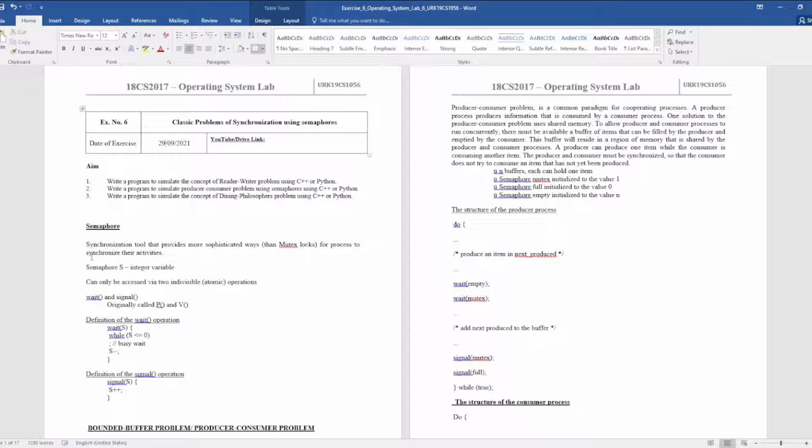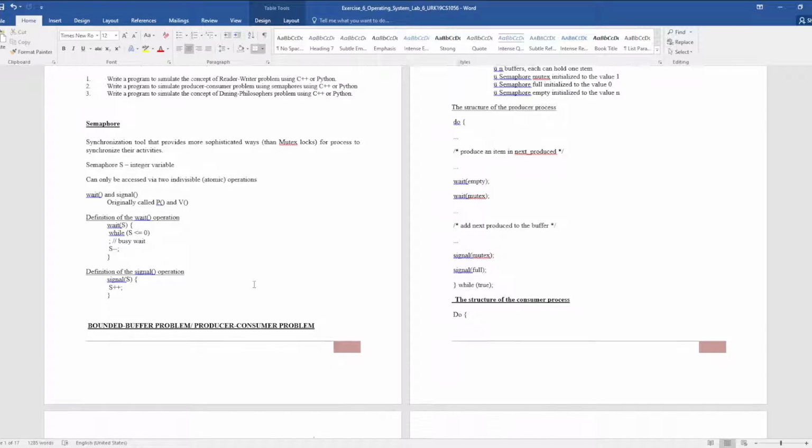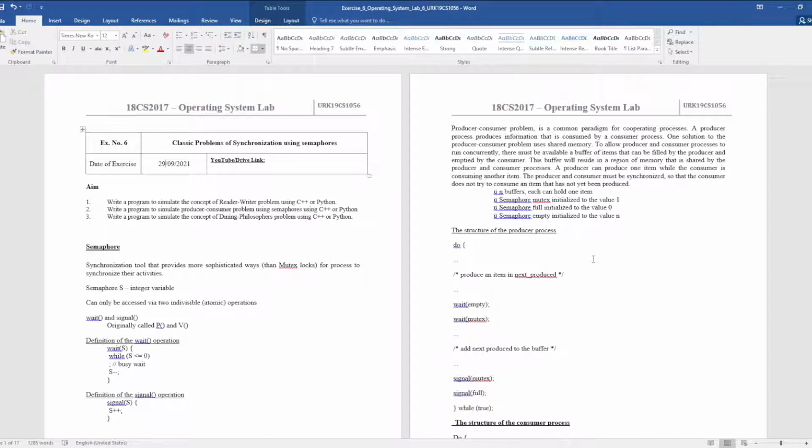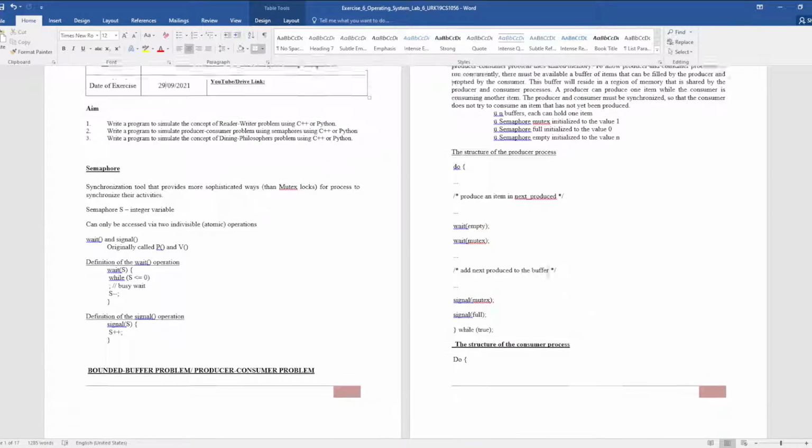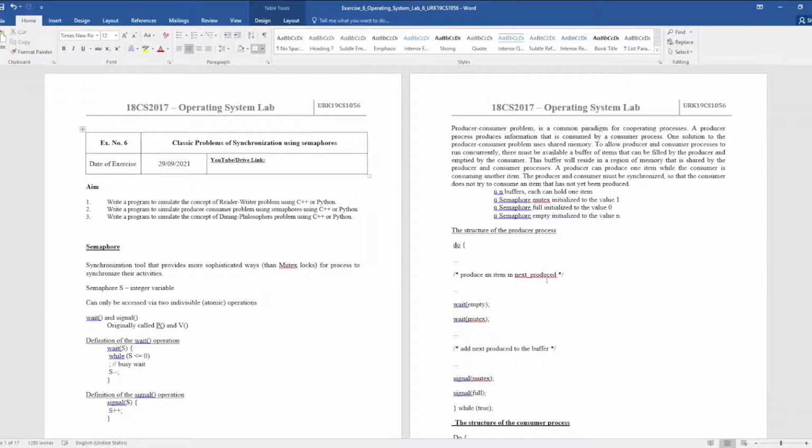So semaphores are a synchronization tool that provides more sophisticated ways than mutex locks for processes to synchronize their activities. The bounded buffer problem, or producer-consumer problem, is a common paradigm for cooperative processes. A producer process produces information that is consumed by a consumer.